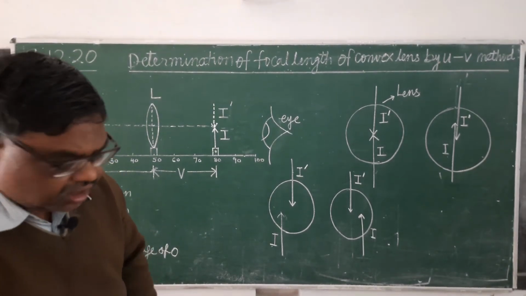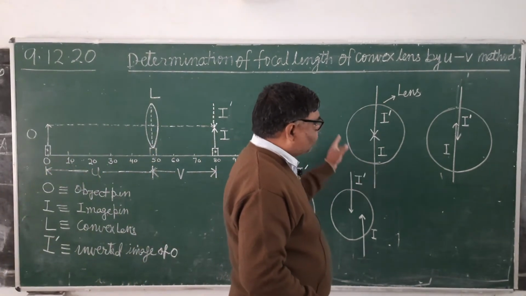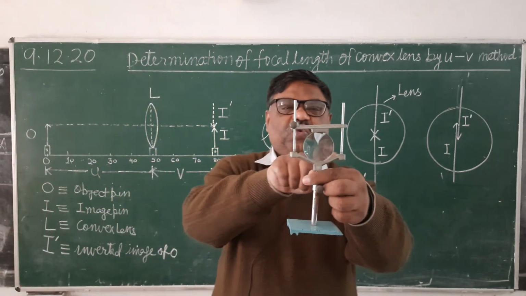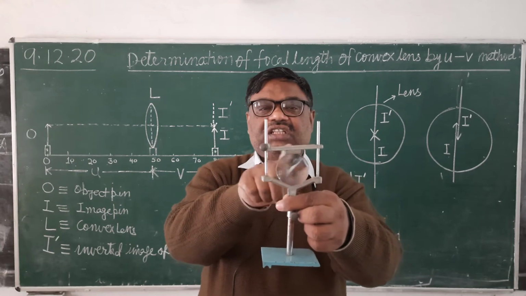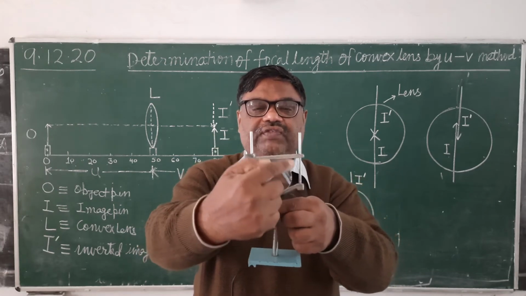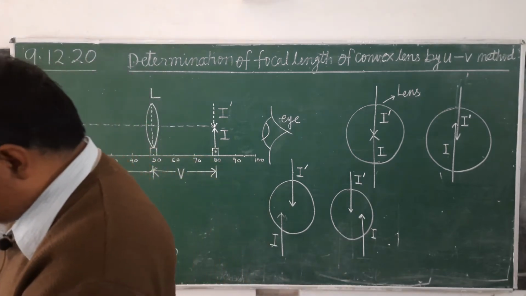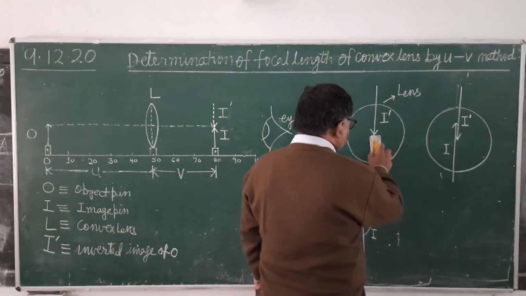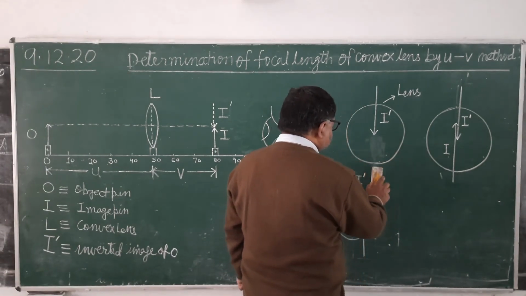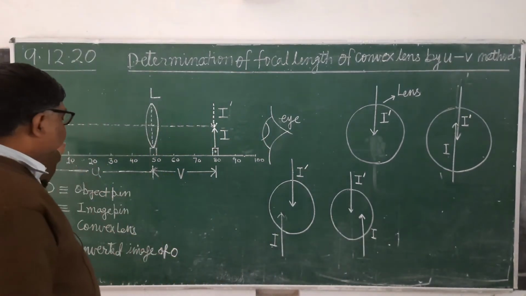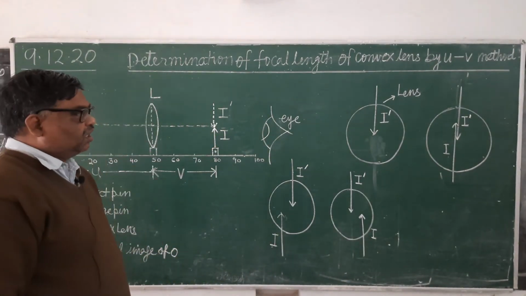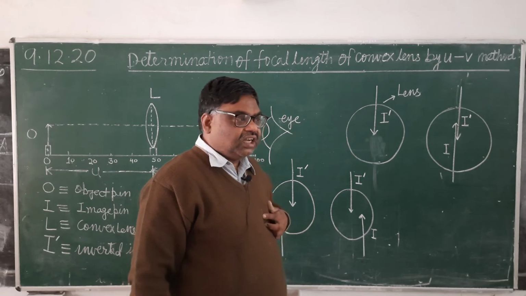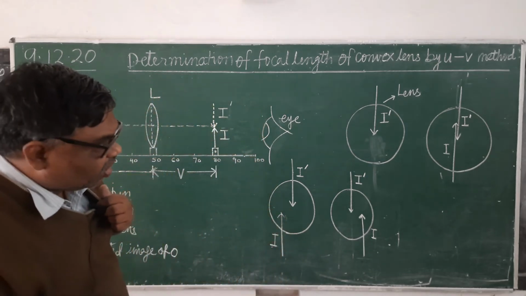You can see here this is the field of view of the lens. You will find the lens in this way. This is called the field of view of the lens. It is circular. So see here, what will you do? We will focus our eyes in such a way that the inverted image I dash, the image of O when seen from this side, is at the center of the lens. It is nearly at the center of the lens.